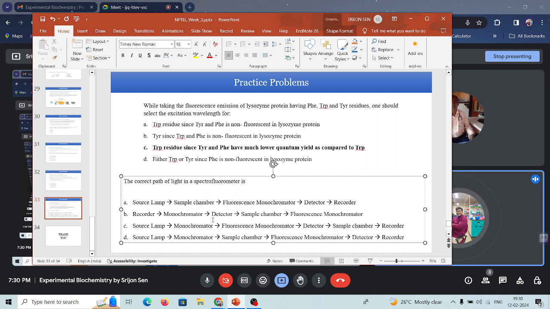This is also incorrect. Recorder cannot start from the beginning. This is also incorrect. Source lamp, sample chamber? No, first it has to be source lamp, then monochromator. So source lamp, monochromator, yes, this is correct. Then this monochromator will go into the sample chamber. So the last option is correct. We have the source lamp, monochromator, sample chamber, fluorescence monochromator. Then we have the detector, and finally we have the recorder. So the last option is correct.